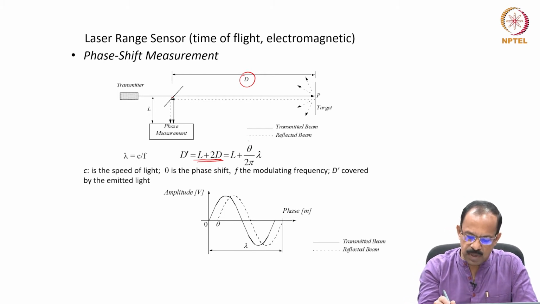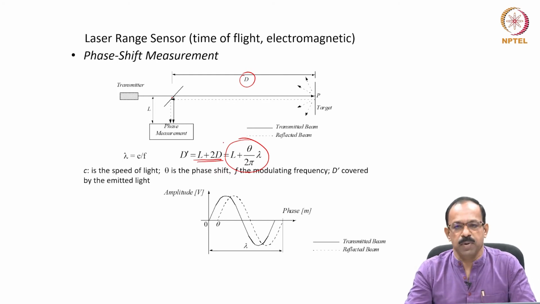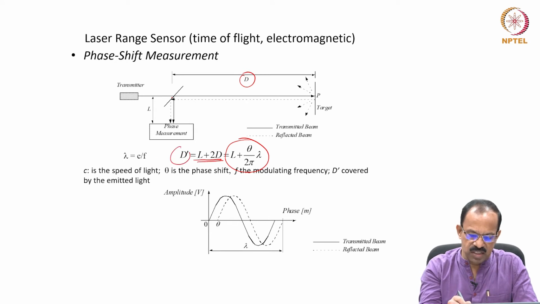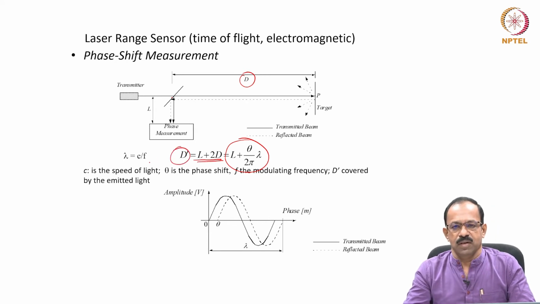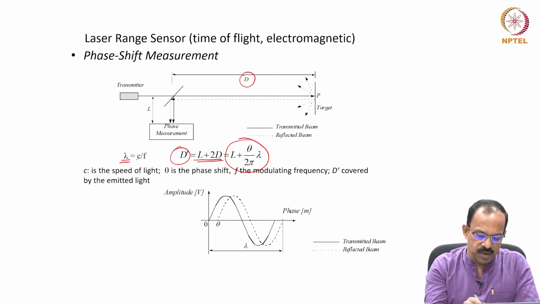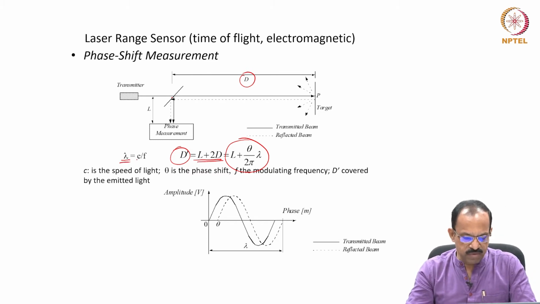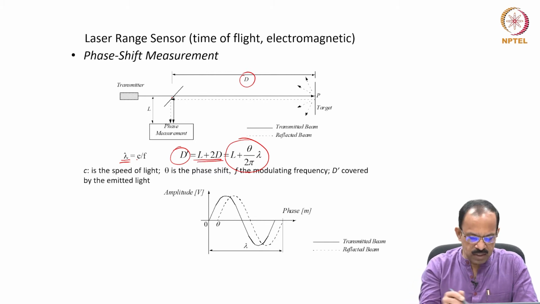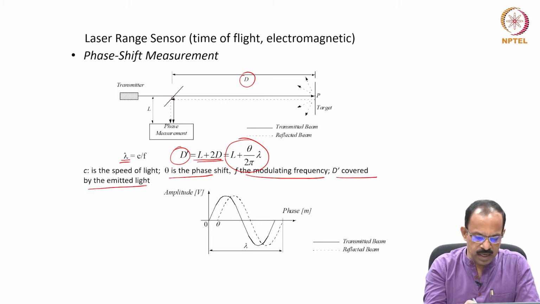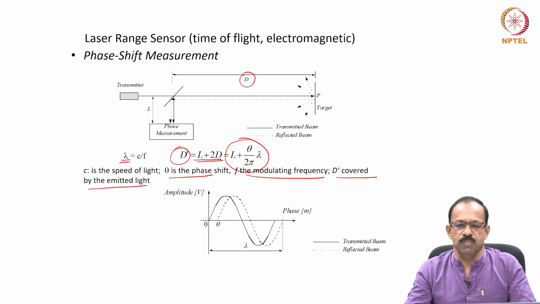So, you can say that D' = L + (theta / 2 pi) lambda, where D' is the distance travelled by the beam, and here lambda is c by f, which is the wavelength. So, theta is the phase shift, f is the frequency, and D' is the distance covered by the emitted light.